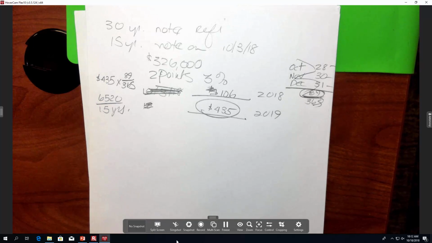Okay, and then the other thing to note with points on a rental is you always have to allocate points like this on rental property. You can't take them all. The only time you get all your points in 1 year is on original purchase of a primary residence.